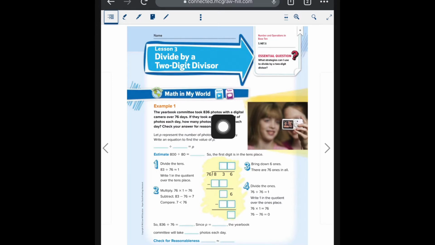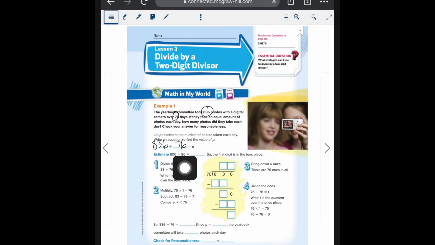First question. A yearbook committee took 836 photos with a digital camera over 76 days. They took an equal amount of photos each day. How many photos did they take each day? Okay, so we've got this important number and this important number. I'm going to transfer them into a division problem.